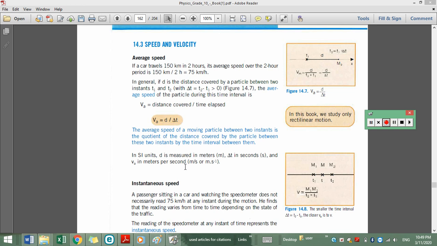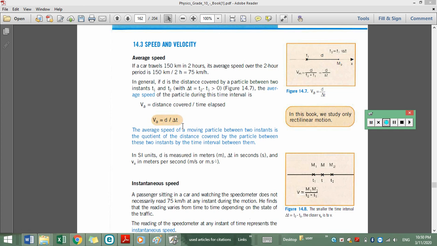To make things simpler, we are not going to consider two axes, we are going to consider an object moving on a straight line along one axis, which is the x-axis. To be able to calculate its average speed, we can apply a simple formula, which is total distance over total time.